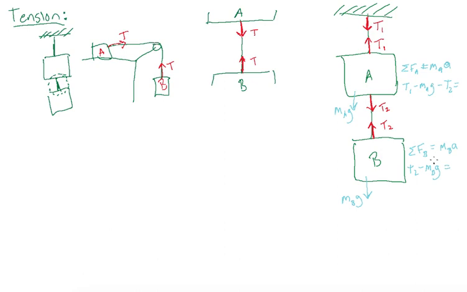equals whatever this is. If this was a static problem, if these weren't accelerating at all, they were just sitting there, then of course these accelerations would be 0 and it would just equal 0. But if these were hanging inside an elevator that was accelerating upward or something, then this a would not be 0 and you'd have to worry about that at that point. But these would be your force equations counting tension.